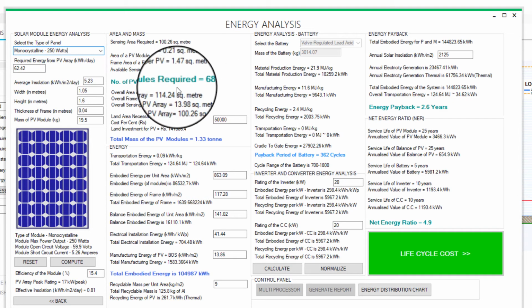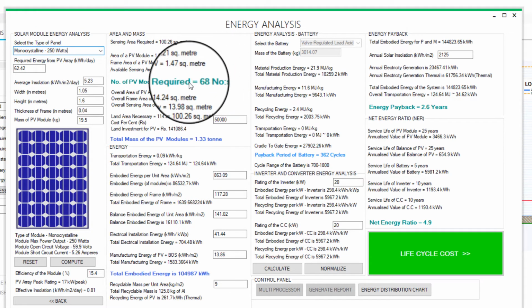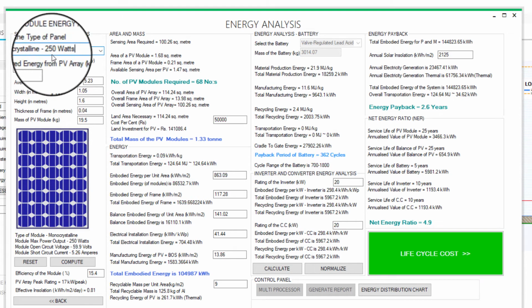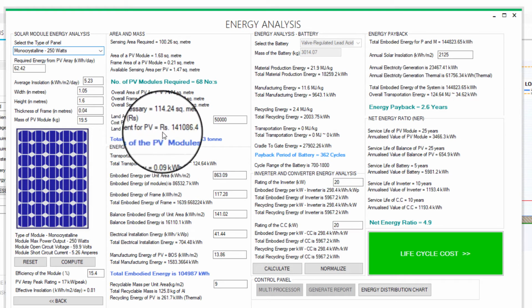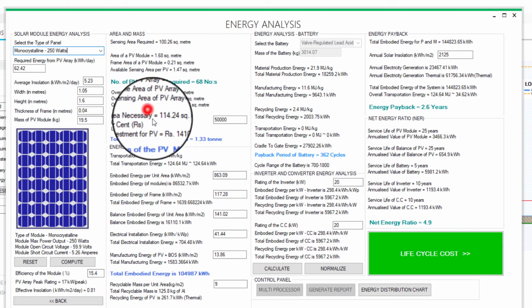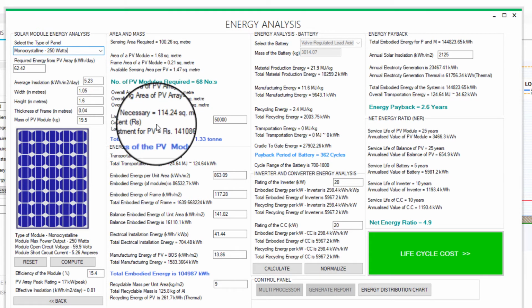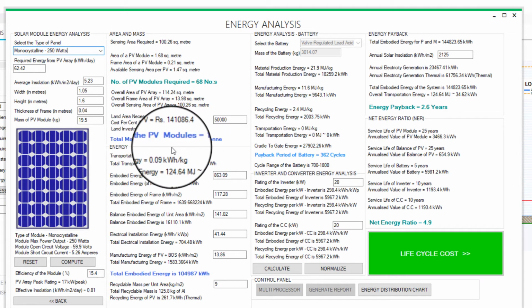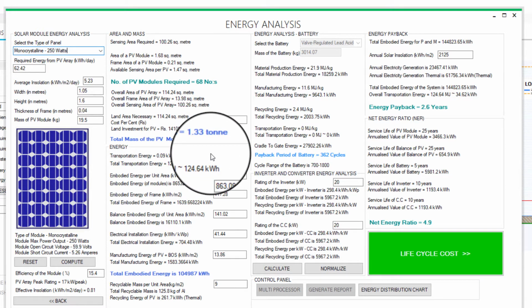Maybe in further updates we can include that also. It gives you how many PV panel modules are required for the current system. That is around 68 panels if we are using a monocrystalline 250 watt panel. It also gives you the land area required by the panels, that is 114.24 square meters. It also gives you the total mass for transportation of the entire panels. It's coming around 1.33 ton.